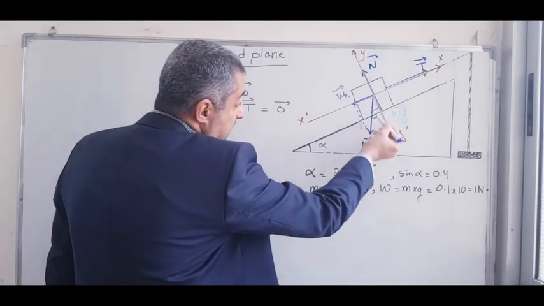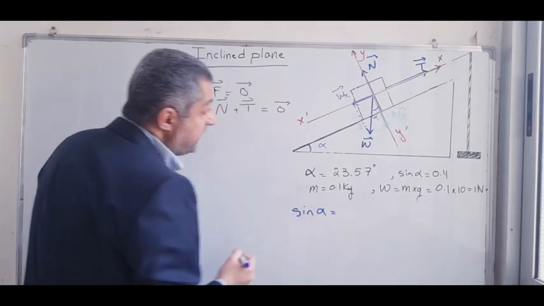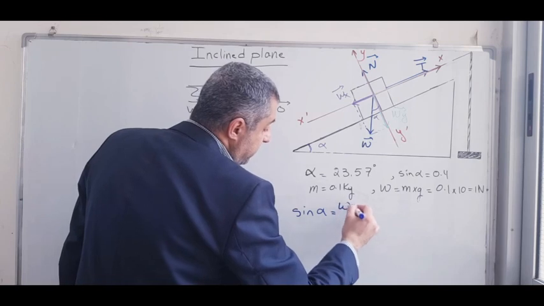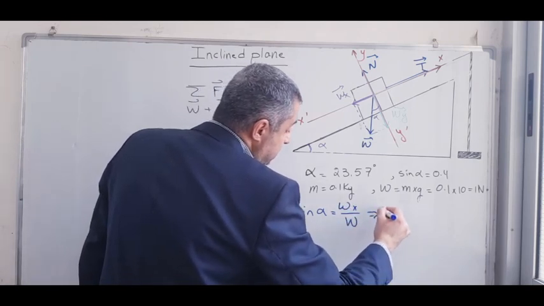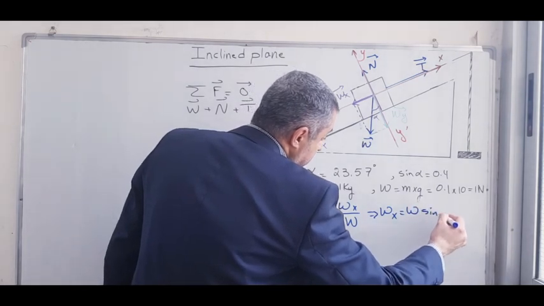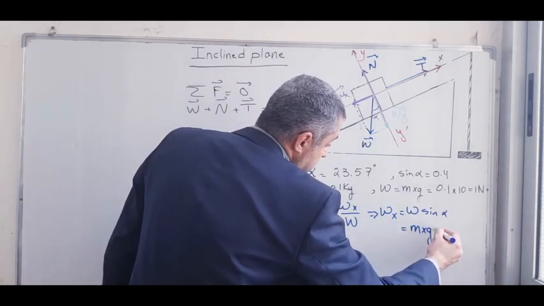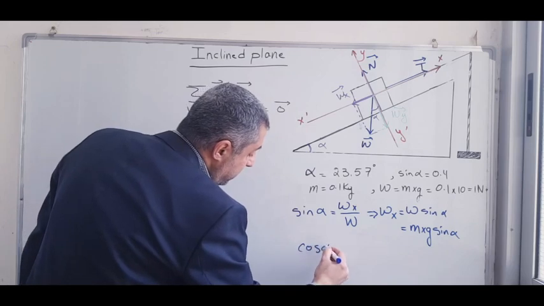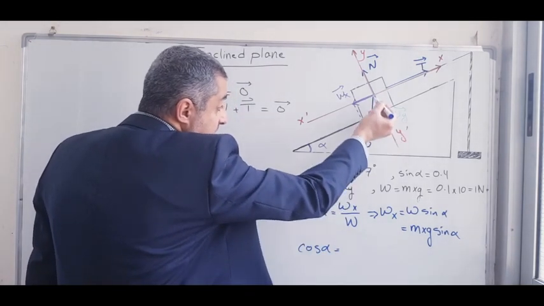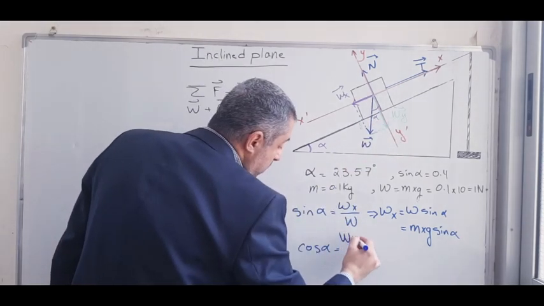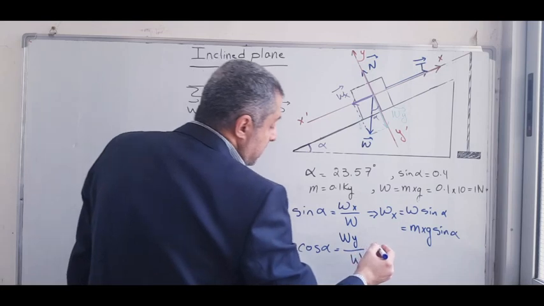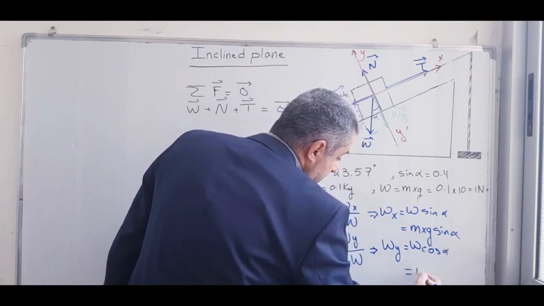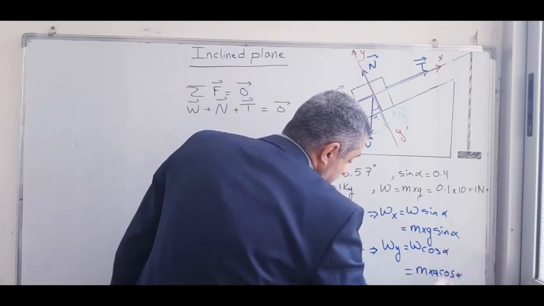Sine alpha is equal to the opposite. This side is opposite to alpha, the same as Wx, equal Wx over W. This implies Wx equal W sine alpha, which is equal to m times g sine alpha. And if we take the same angle, cosine alpha is equal to the adjacent to alpha, this side adjacent to alpha, which is Wy over W. This implies Wy equal W cosine alpha, equal m times g cosine alpha.